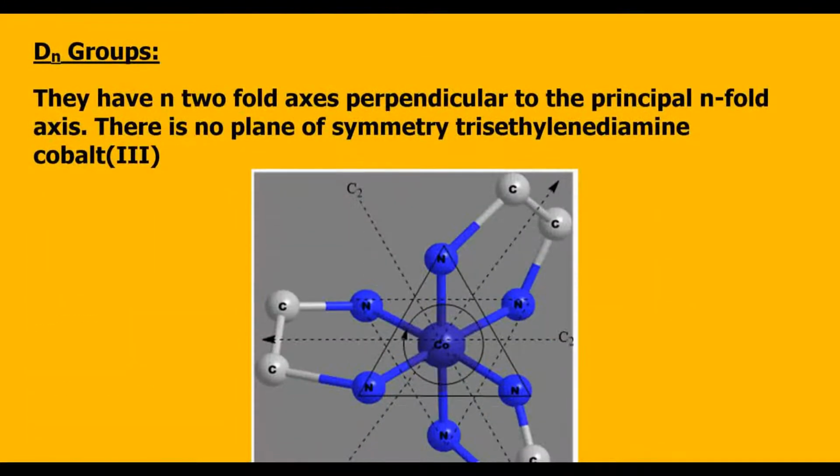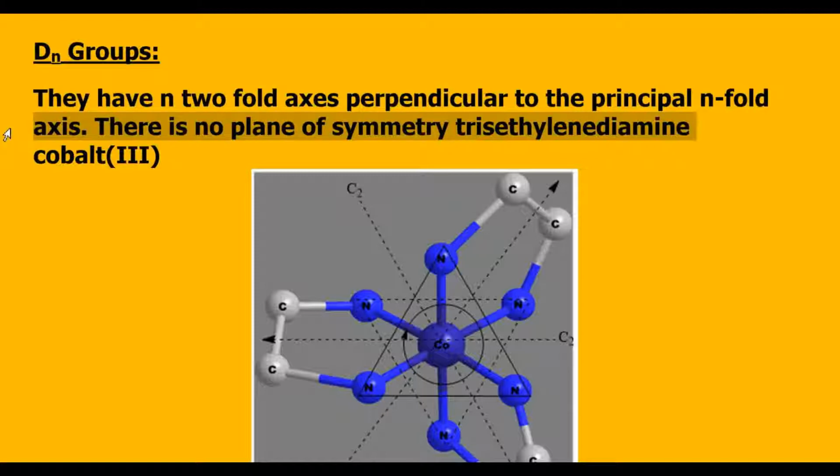So we will begin with Dn groups. These are the groups in which you will find n number of twofold, that is C2 axes, which are perpendicular to the principal axis. And most importantly, there is no plane of symmetry in such type of molecules.